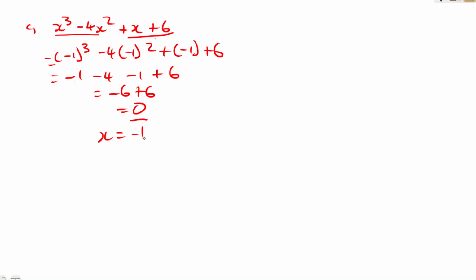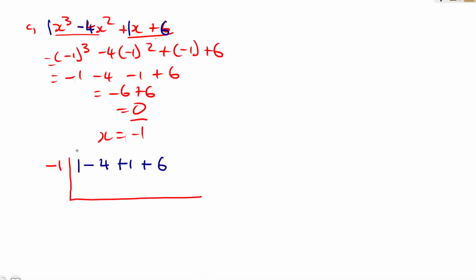So I'm going to take this negative 1 and put it here. Then I'm going to create this synthetic division. Go back to your equation. The coefficients of your equation: there's a 1 here, a negative 4 here, a 1 again here, and a 6. So these are your coefficients. I'm going to take 1, negative 4, positive 1, positive 6. These are the coefficients of my polynomial.